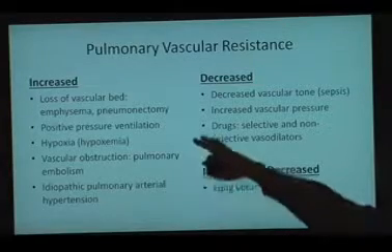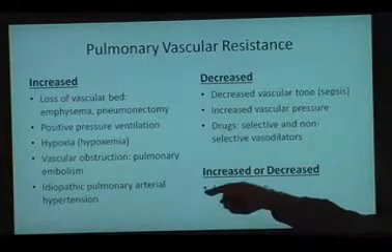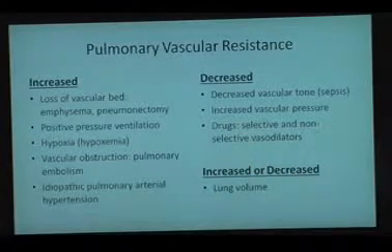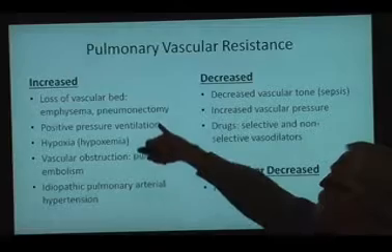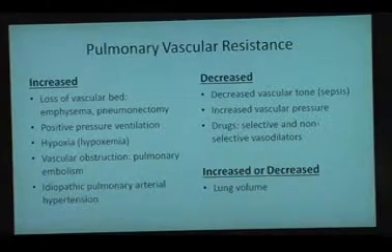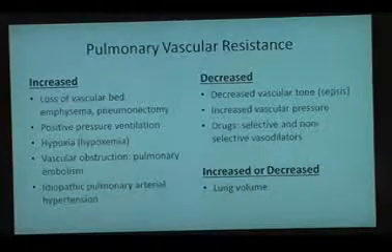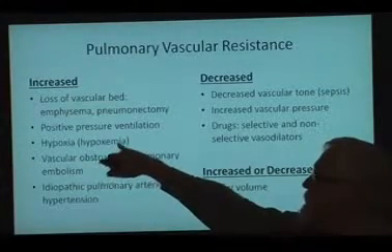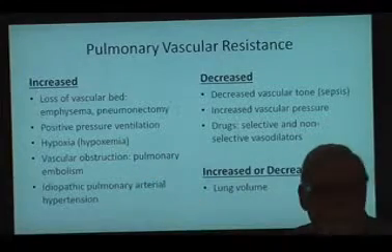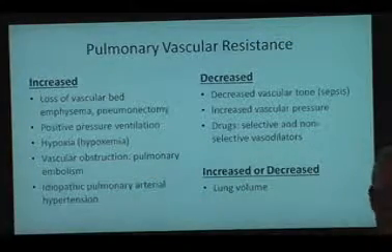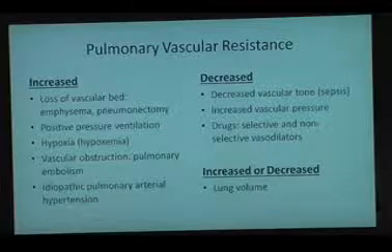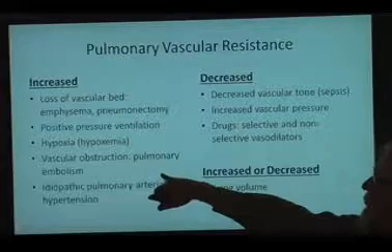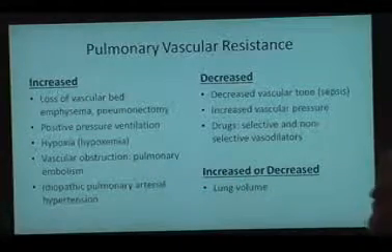So if one of the lungs is removed surgically, then that's going to increase the resistance to blood flow through the remaining lung. Positive pressure ventilation can increase pulmonary vascular resistance. We'll look at that in more detail in a minute. Hypoxia, or perhaps more specifically hypoxemia, can increase pulmonary vascular resistance. That's hypoxic pulmonary vasoconstriction. We'll look at that in more detail in a few minutes. Vascular obstruction, like with pulmonary embolism, can increase pulmonary vascular resistance.